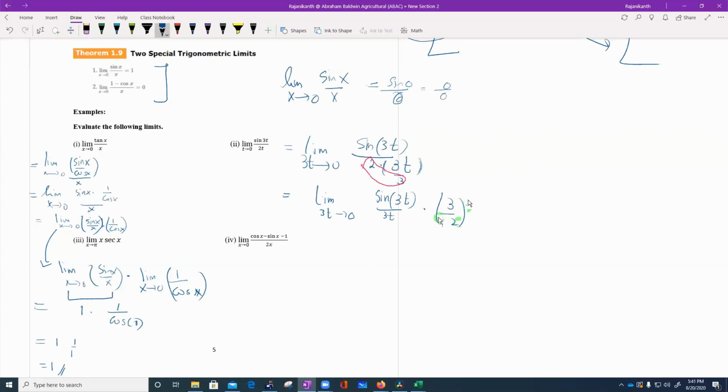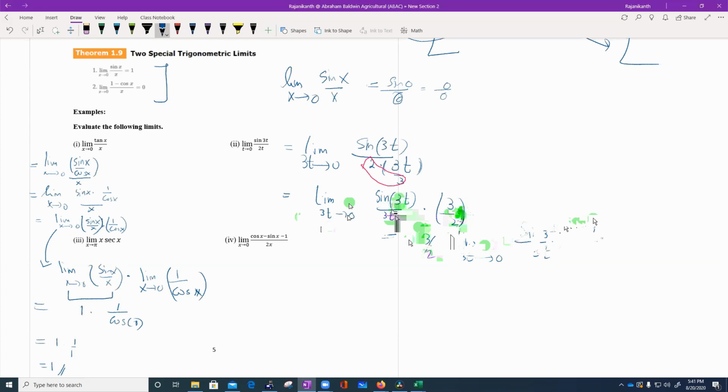Remember, we had the properties of limits. If you have a constant times a function, the limit is simply plugging into the function. The constant is still the same. So the answer is what? Simply 3 over 2, the constant, I'm writing. Now write the limit as 3t goes to 0 of sine 3t over 3t.